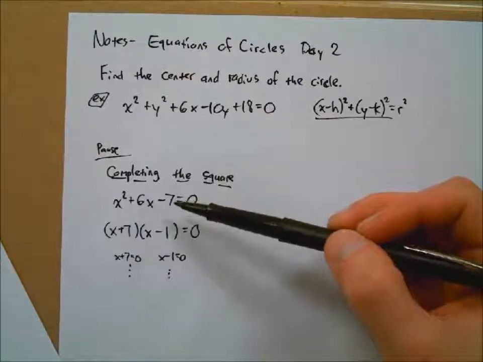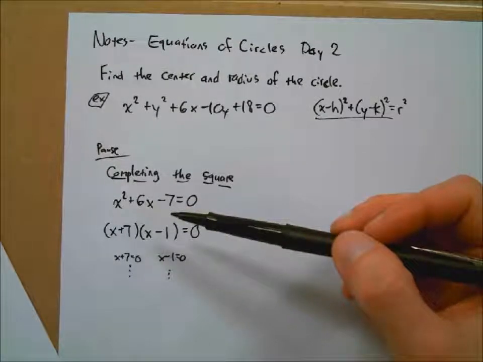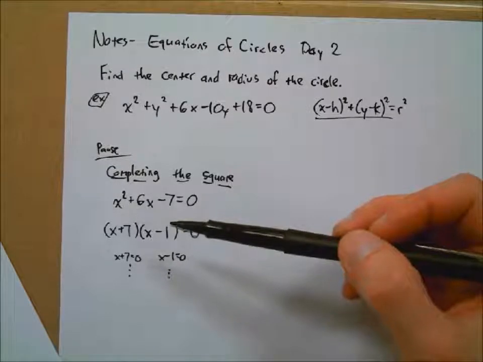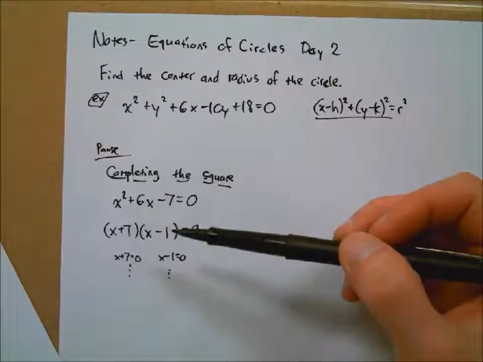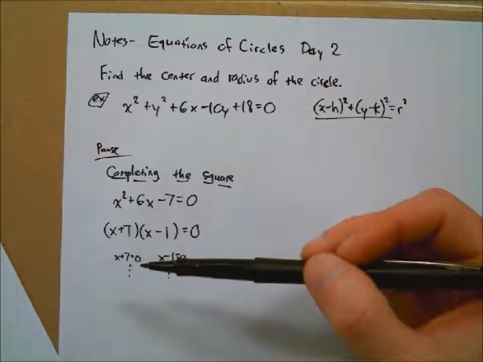Okay, how do we know it's not a perfect square? What would you say? There's an x value, okay? So, we have some x values here we could get, right? Like x equals -7, x equals 1.